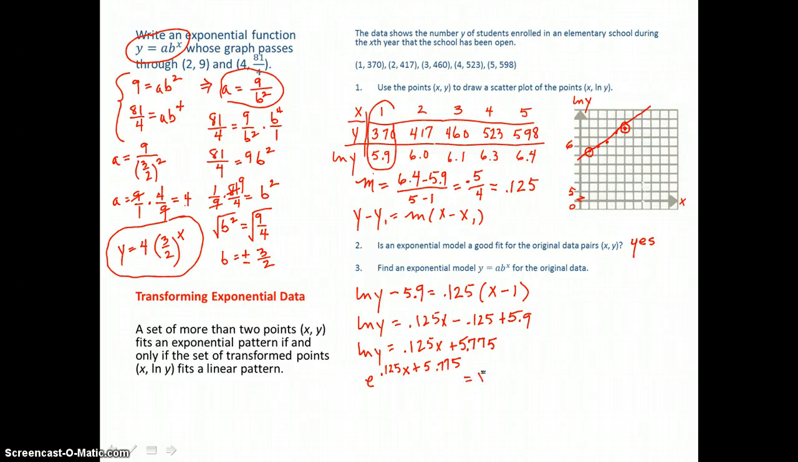equals y. And now I want this equation in y equals ab to the x power form, so I'm going to separate my base so that it reads e to the 5.775 power times e raised to the 0.125x power. So now I can approximate my a value and b value and write my equation. So I'll use my calculator to put e to the 5.775 power in my calculator.